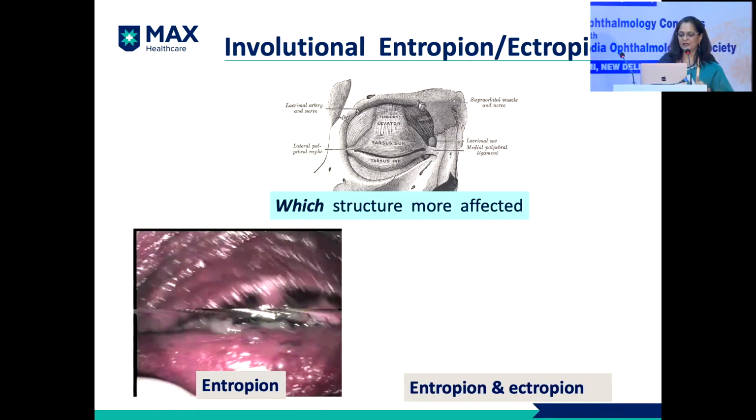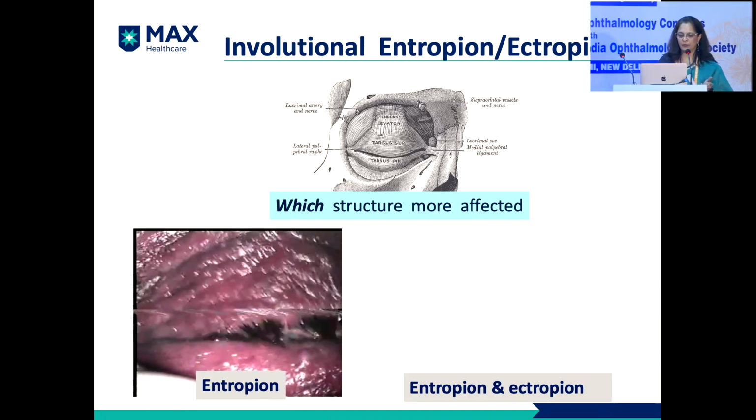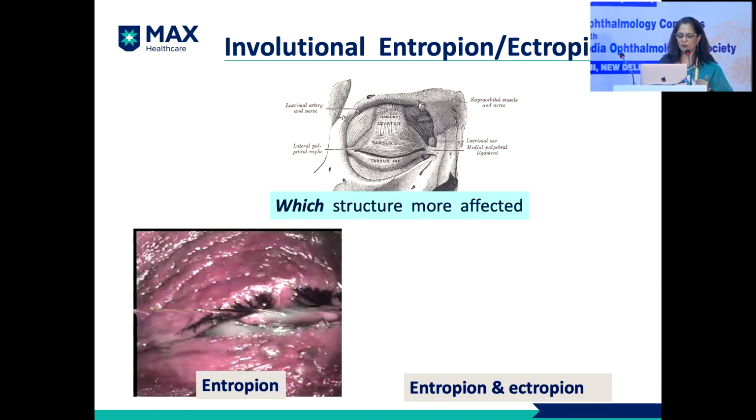So the aging changes are stretching and laxity of the lower lid retractors and the canthal tendons. Lengthening and weakening of the lower lid retractors causes an overriding of the orbicularis muscle fibers, the preseptal over the pretarsal. Now, both the changes can cause either entropion or ectropion or both. It depends on which structure is more affected.